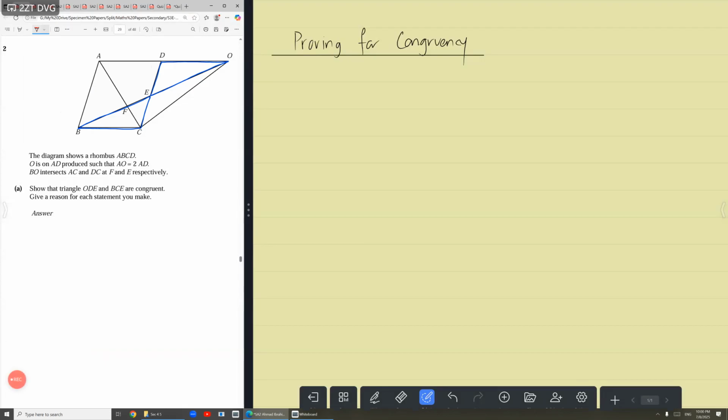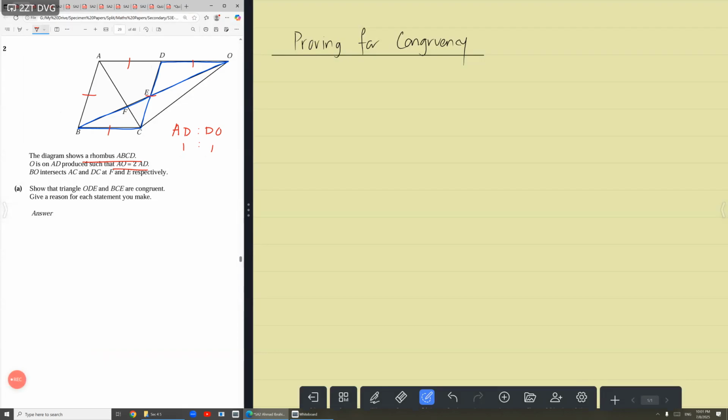Okay. The first thing is this is a rhombus. It means AD, BC, AB, and DC are all of equal length. Okay, and then produce such that AO is 2 times of AD. AO is 2 times of AD. That means AD to DO is 1:1. Okay, that means DO is also of the same length as AD.